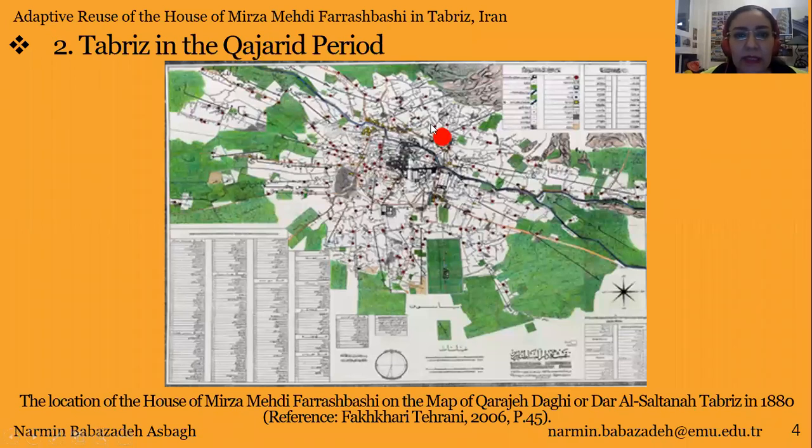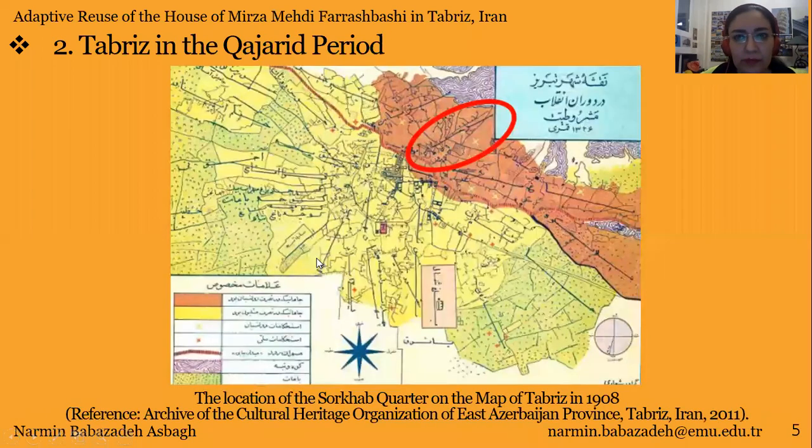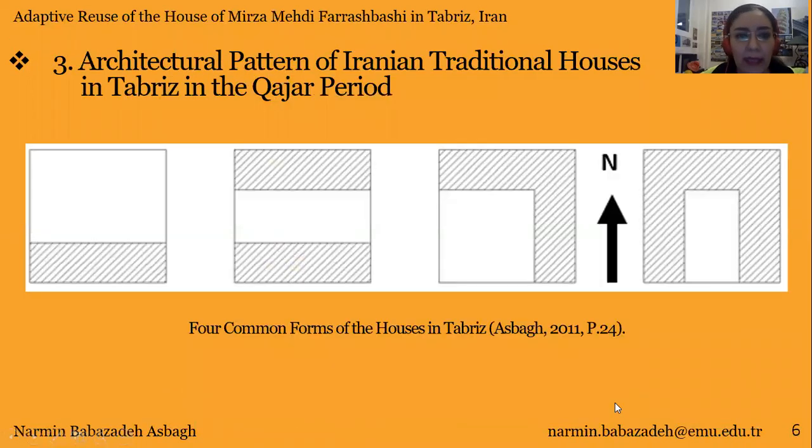Here you can see the location of the house in Qaraj-e-Daghi or Dar al-Saltaneh Tabriz map in 1880, which is the list of the buildings in Tabriz. Here you can see the location of Sorkhab neighborhood, one of the northern neighborhoods of Tabriz, which the house is located in, and the map belongs to 1908.